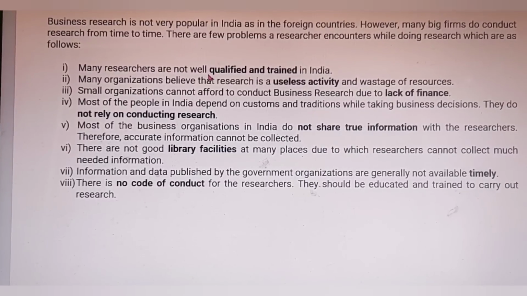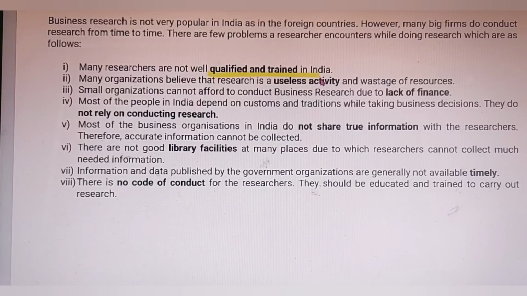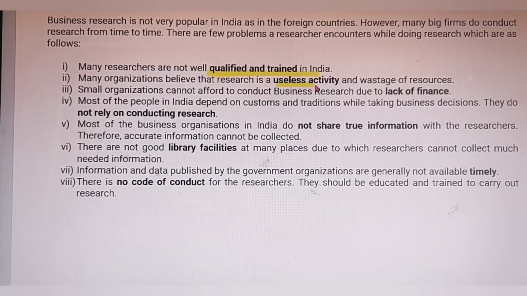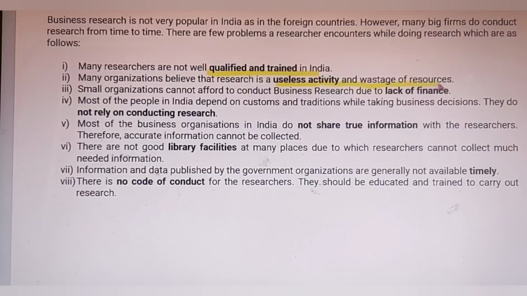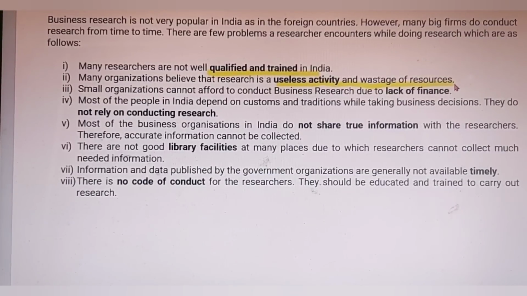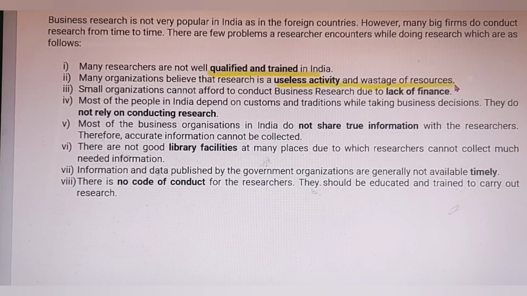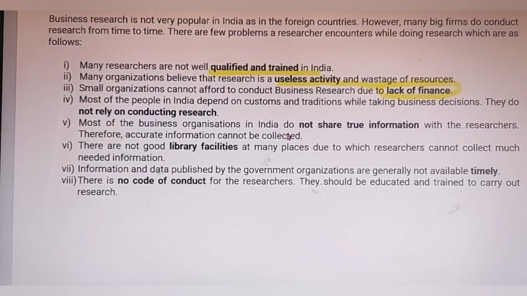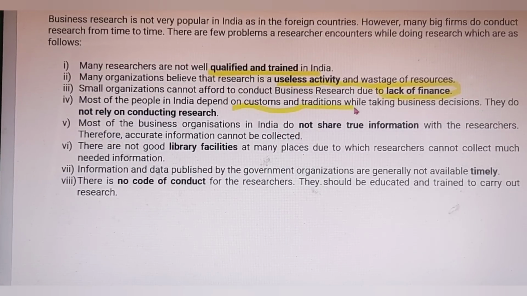Basically in India, the researchers are not well qualified and trained. And many business houses consider research a useless activity, and that's why they do not take keen interest in doing research. And there are a lot of organizations that, due to lack of finance, do not conduct research. And most of the people in India depend on customs and traditions rather than new research. So this is again a big problem.